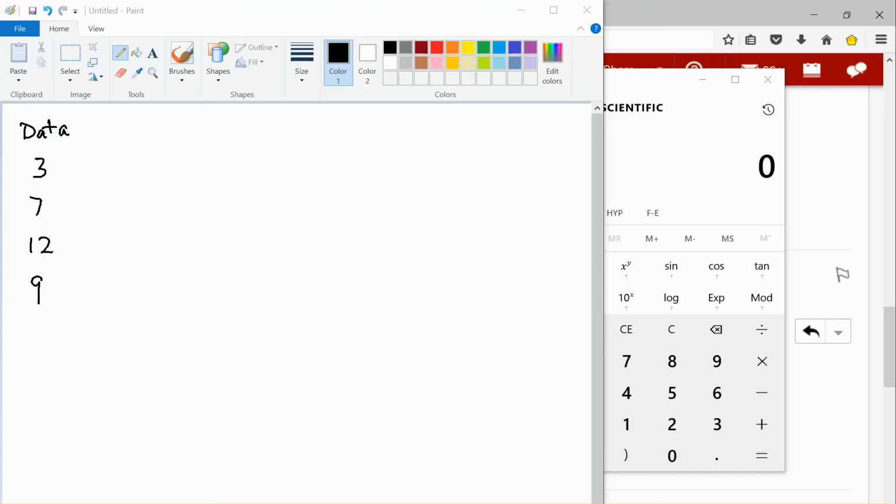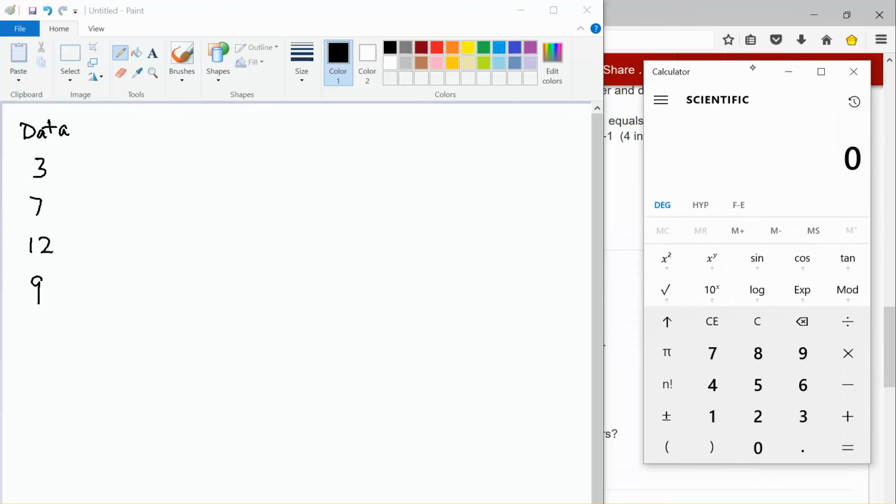Hi everybody, I'm going to really quickly show you how to calculate standard deviation with some data. I've got a very simple data set over here. I want to use easy numbers just to make sure that everybody sees the process on how to do this.